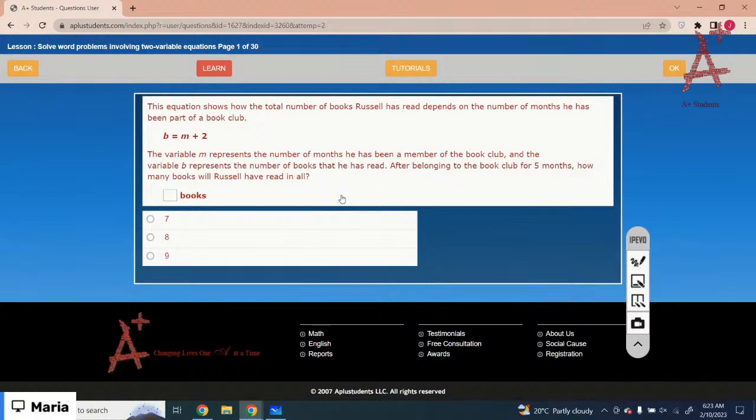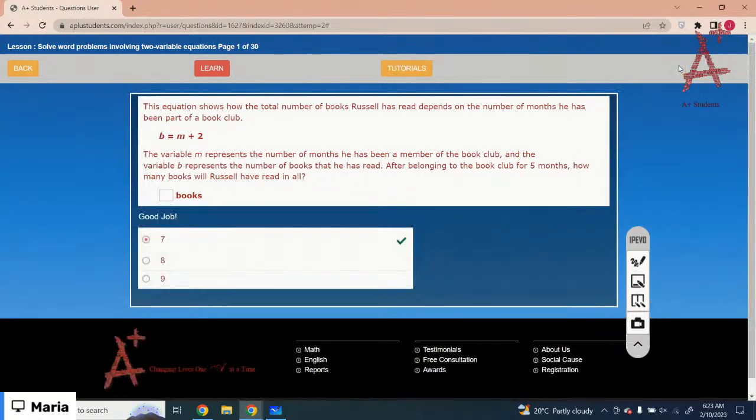So replace the 5 in the equation. So it would be 5 plus 2. So 5 plus 2 equals 7. So the correct option is 7. Got it? So just select the correct option and click on the OK button.